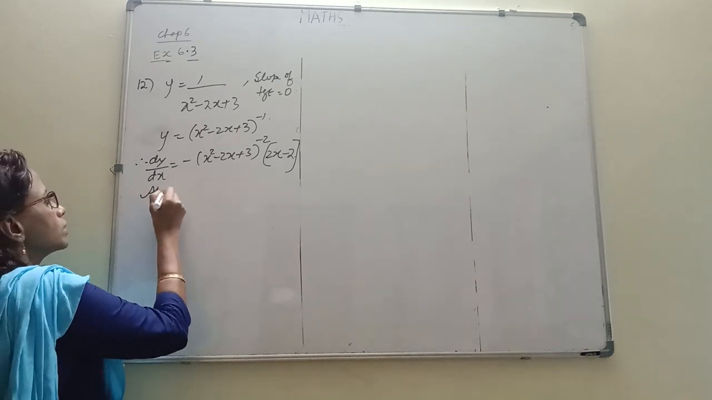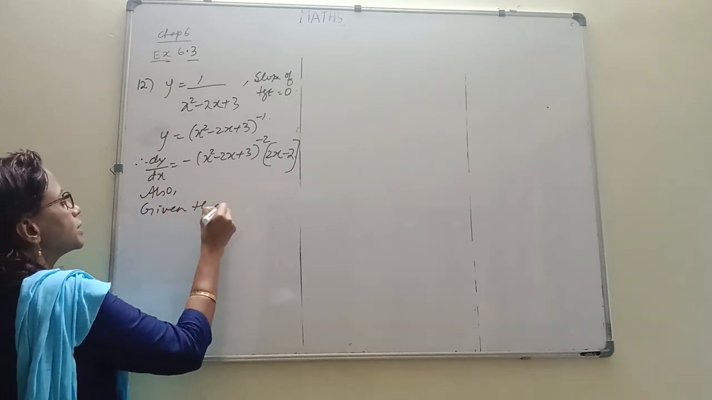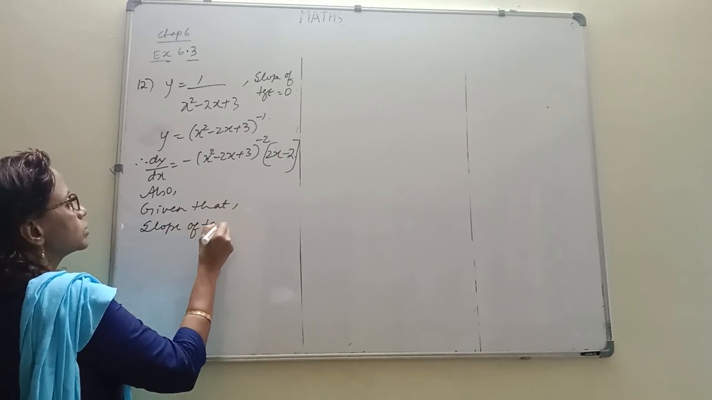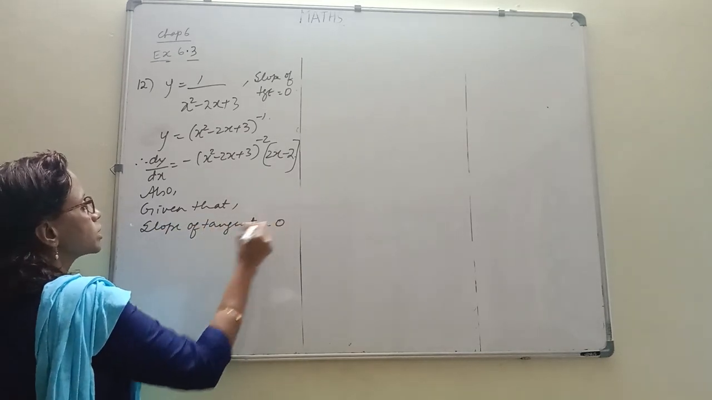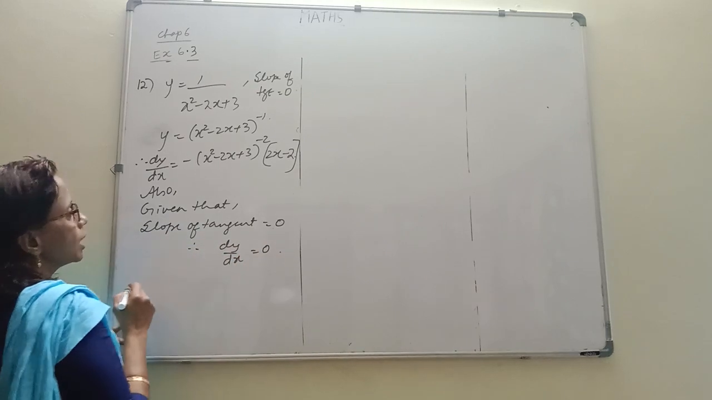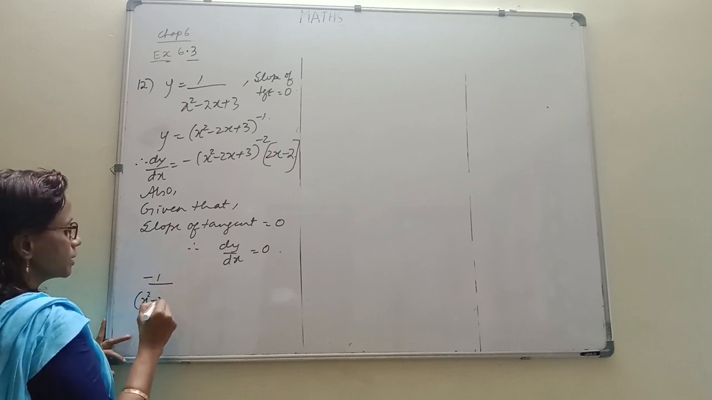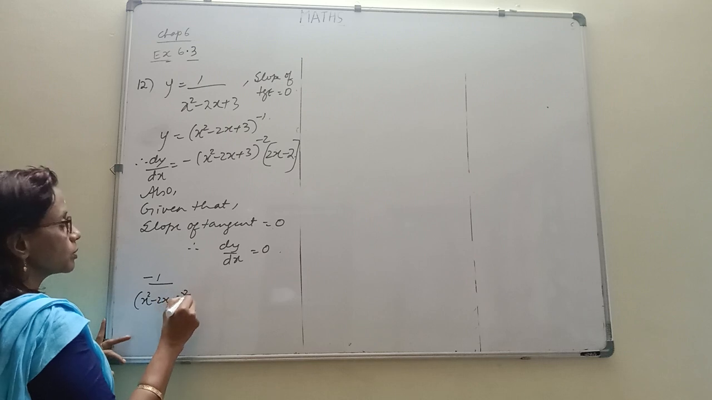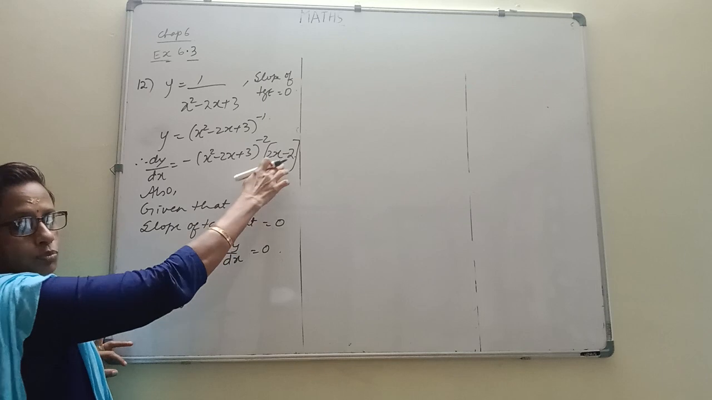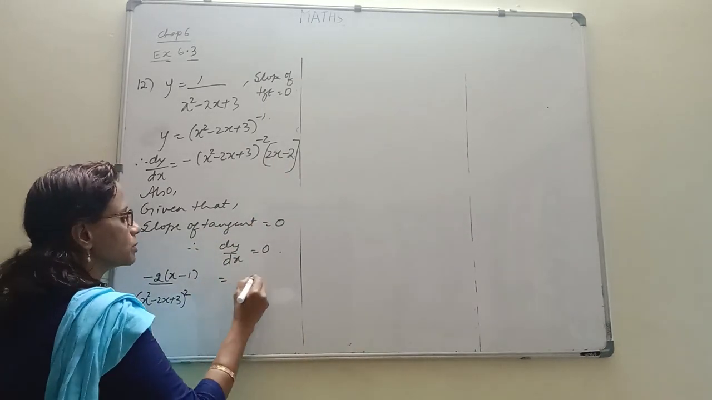Also, it's given that the slope of the tangent is 0. We all know that the slope of the tangent is dy by dx. That means indirectly dy by dx is 0, and dy by dx for us is minus 1 by x squared minus 2x plus 3 the whole squared, times the numerator. If you want, you can take the 2 out of the numerator: 2 times x minus 1. If you're observant, you know that 2 is common, so you can take it out. 2 times x minus 1 is actually equal to 0.